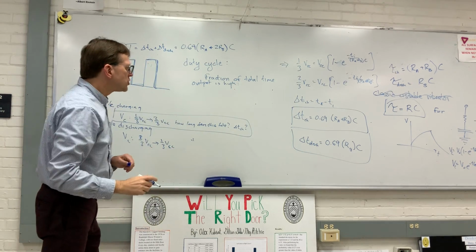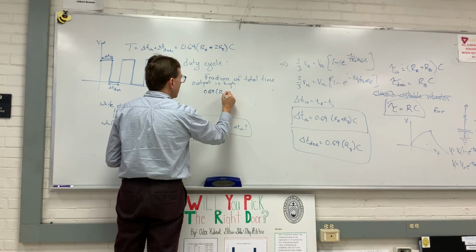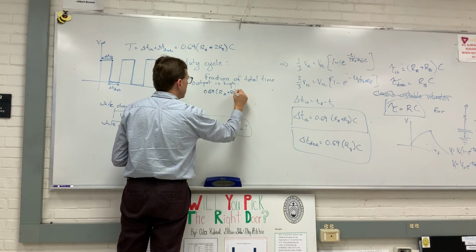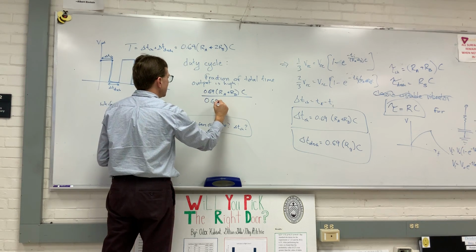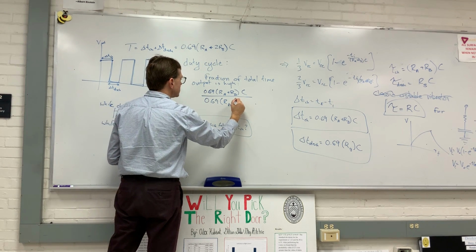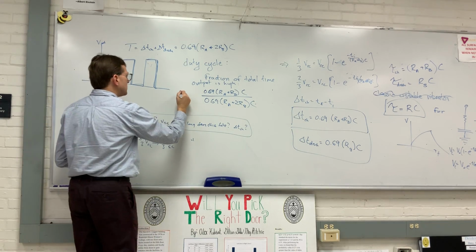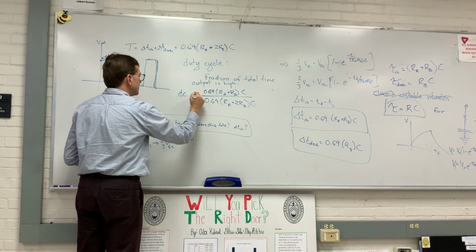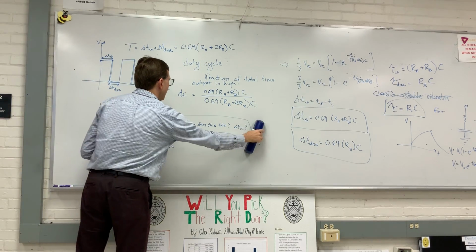So it's high for 0.69 times RA plus RB times C, and the total time is 0.69 times RA plus 2RB times C. So the duty cycle, DC, is equal to, we can simplify that, right?